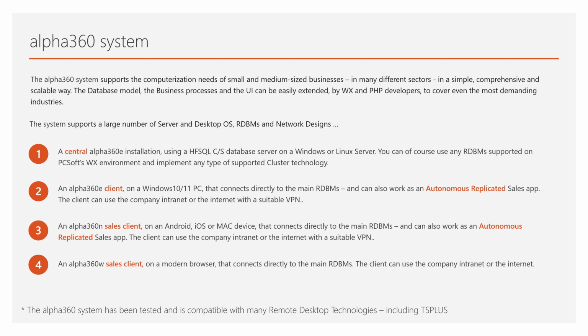An alpha360n sales client. This is a sales client that works on Android, iOS, or Mac devices and connects directly to the main RDBMS. Just like the alpha360e client, it can also work as an autonomous replicated sales app. The client, of course, can use the company intranet or the internet with a suitable VPN.